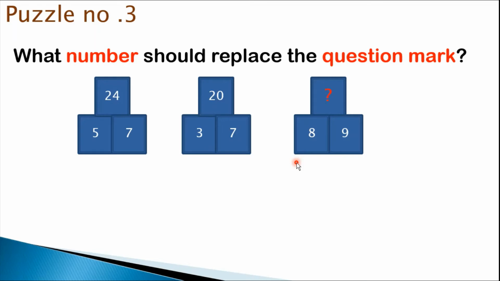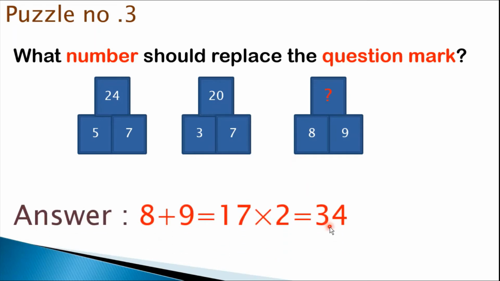10, 9, 8, 7, 6, 5, 4, 3, 2, 1. And the answer is 34. How did we get 34? 8 plus 9 is 17. Whatever result you get, you need to multiply by 2. The same applies here: 5 plus 7 is 12, times 2 is 24.